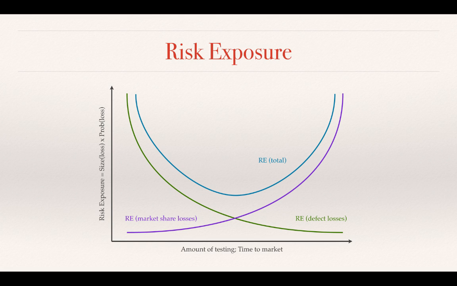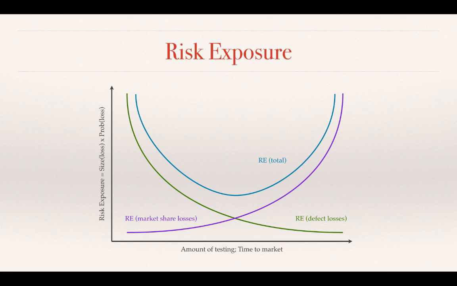Before we leave the spiral model completely, I wanted to show you this example of a risk exposure curve. This one is looking at two kinds of risk exposure. The first is risk exposure due to bugs or problems with the software. That's the green curve. And the second is risk exposure due to competition and market forces.